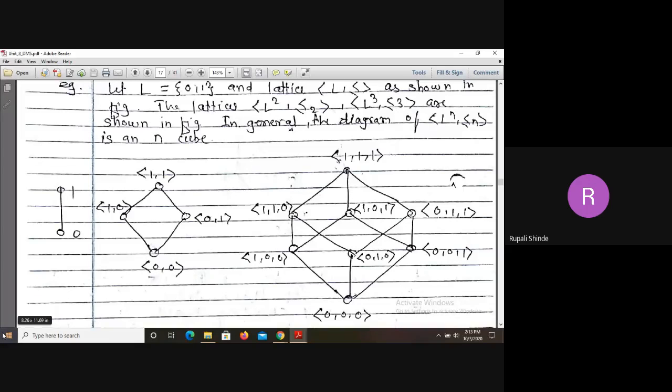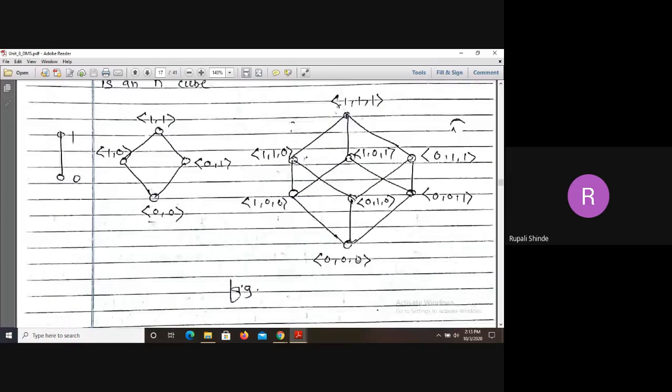L cross L cross L, and L consists of 2 elements. So L cube will consist of how many elements? 8 elements. 8 elements, correct.